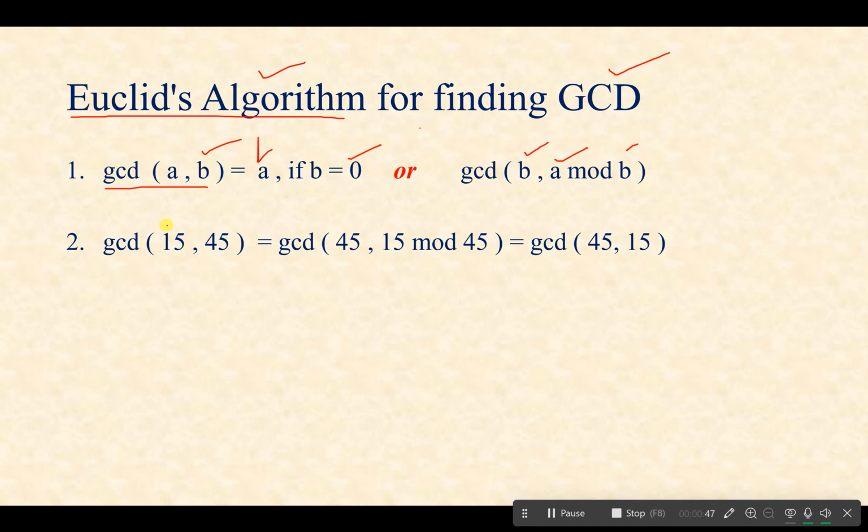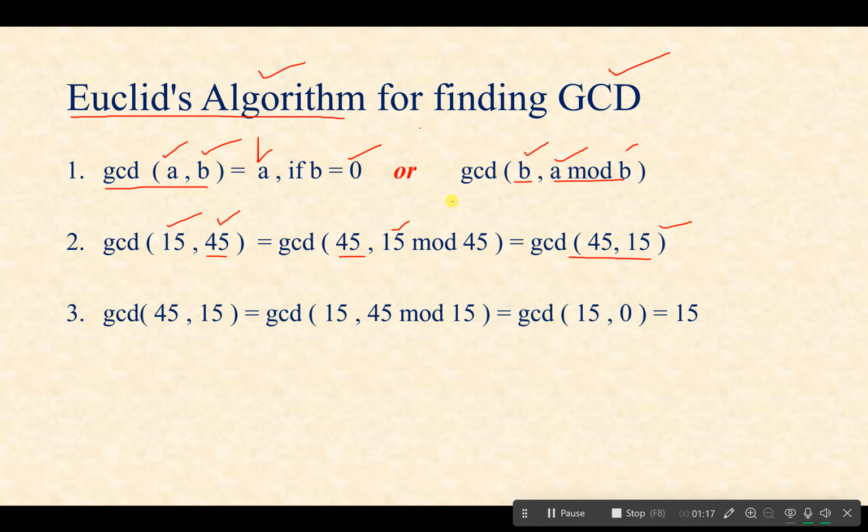Let us take one small example. Let us try to find out the GCD of 15 and 45. In place of a we have 15, in place of b we have 45. So according to this formula, GCD of a comma b is equal to GCD of b comma a mod b. In place of b we have 45, and a mod b is 15 mod 45, which is 15. So we get GCD of 45 comma 15. We are not done yet. We have to still continue.